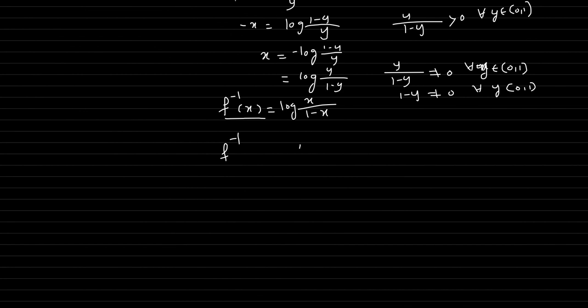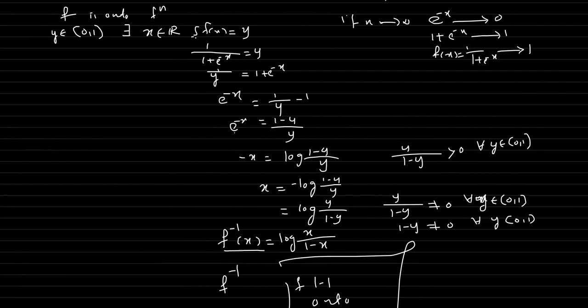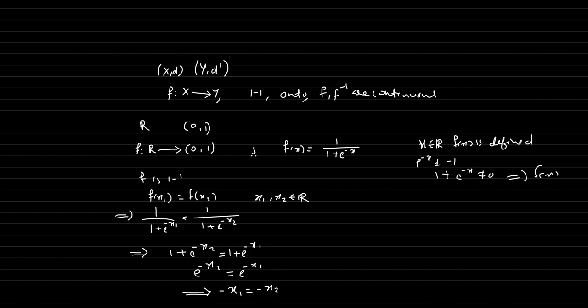Here f is 1-1, onto, f is continuous, and f inverse is also continuous. Therefore the function that we defined here is a homeomorphism from R to open interval (0, 1). Therefore, these two metric spaces are homeomorphic or topologically equivalent.